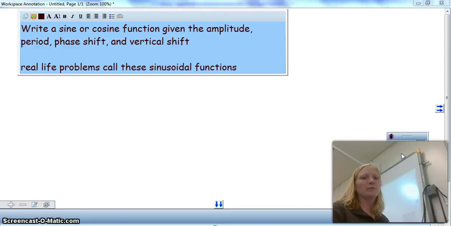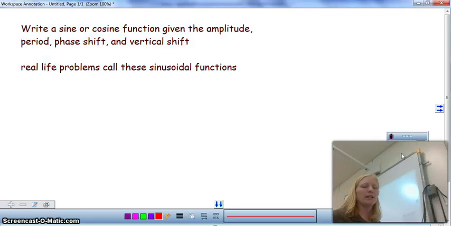Okay guys, today we are going to talk about how we write a sine or cosine function when we're given the amplitude, the period, the phase shift, and the vertical shift. So it's kind of opposite of what we've been doing. Instead of graphing, you're going to know all this stuff, or you're going to look at a graph and find this stuff, and you have to come up with the equation.